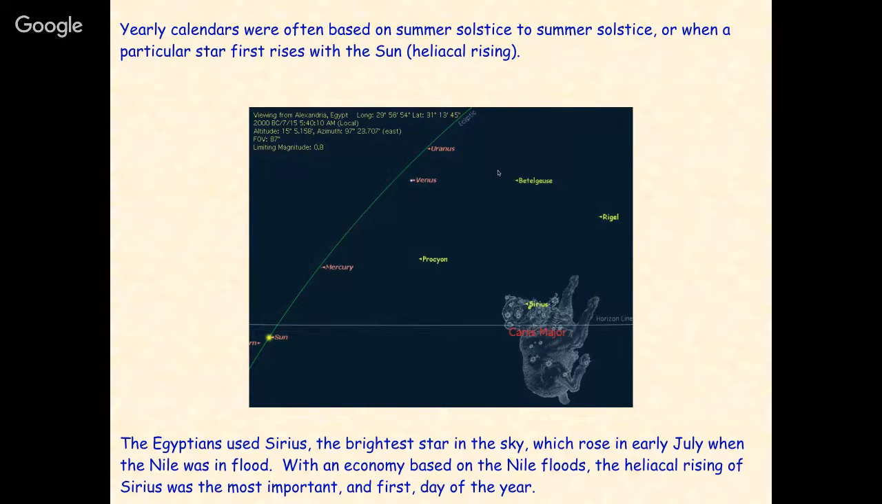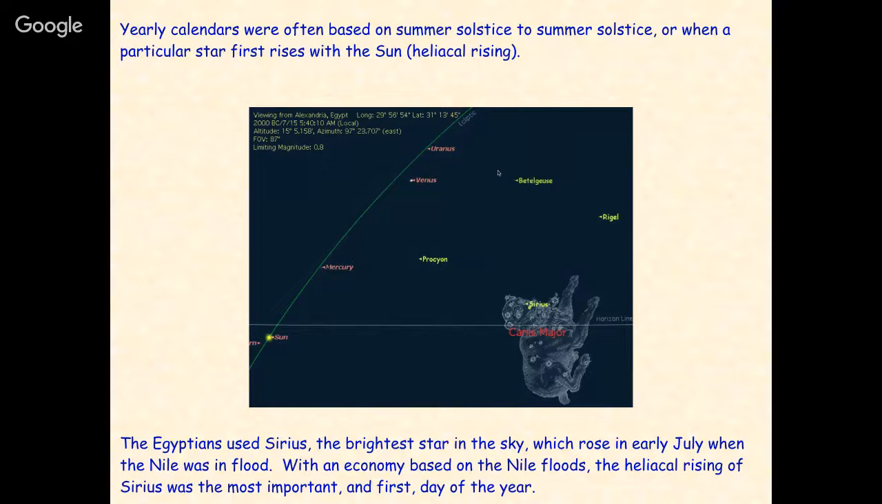The horizontal line going across is the horizon line, so everything below the line would be covered by the Earth. Everything above the horizon line would be sky. You can see the sun is just about to break the horizon for sunrise. And then there's the star Sirius in Canis Major, which is leading the sun a little bit. In this particular case, this is taken in Alexandria, Egypt in the year 2000 BC, and you can see that Sirius is just rising with the sun.